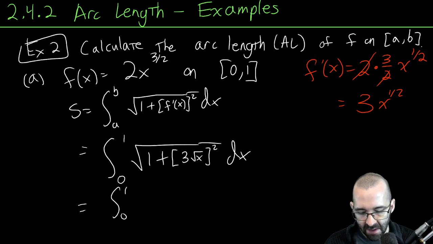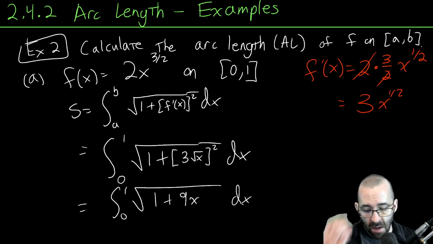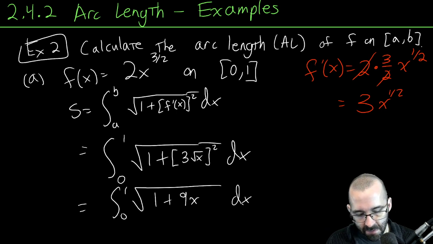Okay, so simplifying this integral, this is 0 to 1, square root of 1 plus, when we square something like this, there's no addition or subtraction, so we don't have to FOIL. We just square each term. Now we can't take this integral yet. We need to use a u substitution.